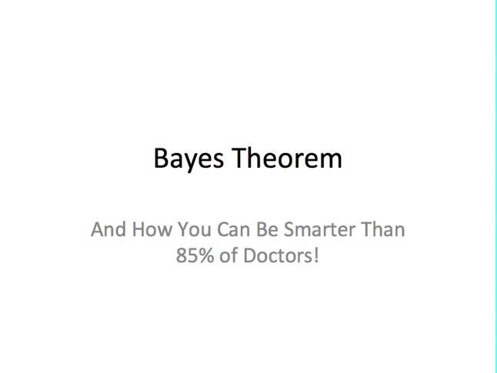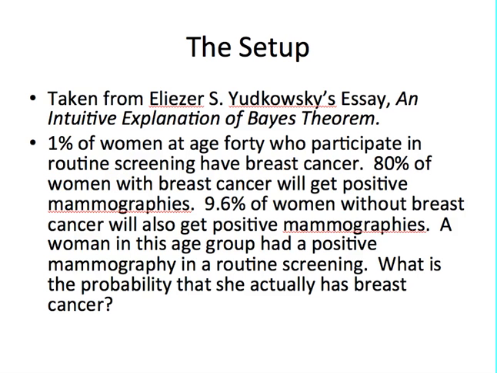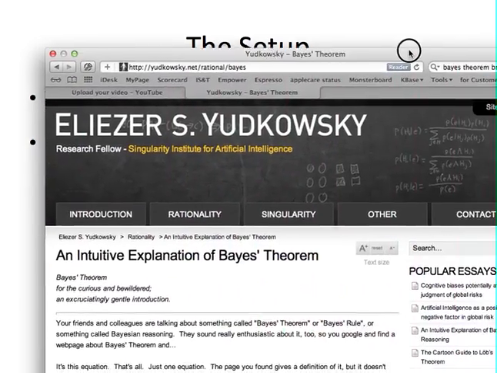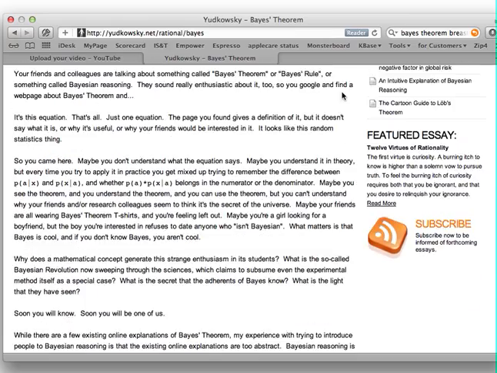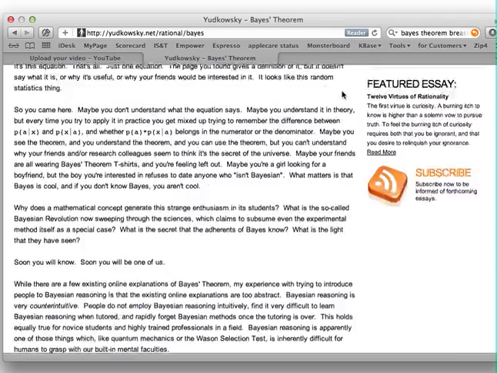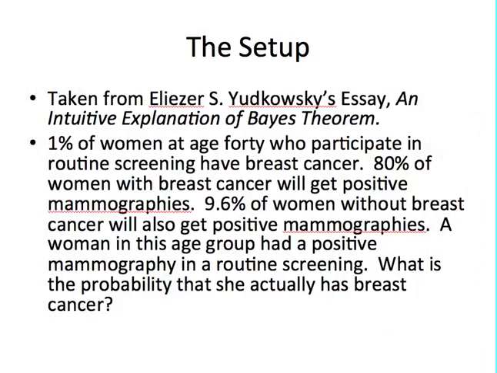But also, I wanted to point out that most of my sample problem here is taken from an essay by somebody whose name I'm not going to attempt to pronounce. It's an essay that attempts to explain Bayes' theorem in a relatively simple and easy to understand way, and I think it does a pretty good job. So if you want to read up on it, I'm going to provide the link at the end here. But here's our story.